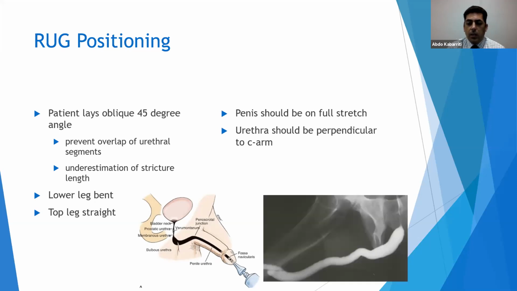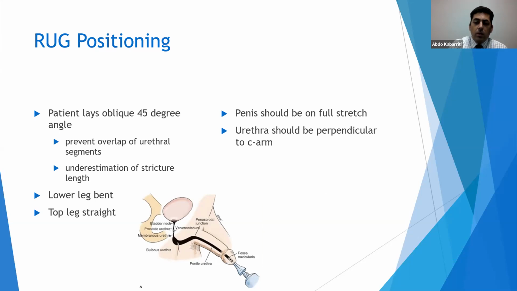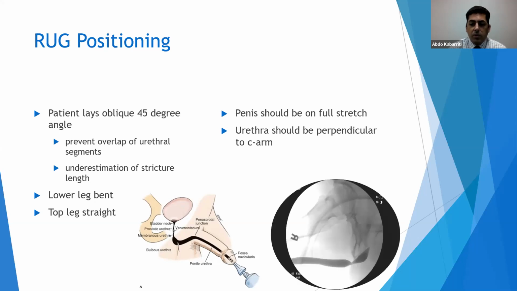So here's a retrograde urethrogram that is actually normal. As you can see, that's just the constriction of the membranous urethra that you could see. In contrast, here is a retrograde urethrogram where clearly there's a nice stricture that is easily evident.